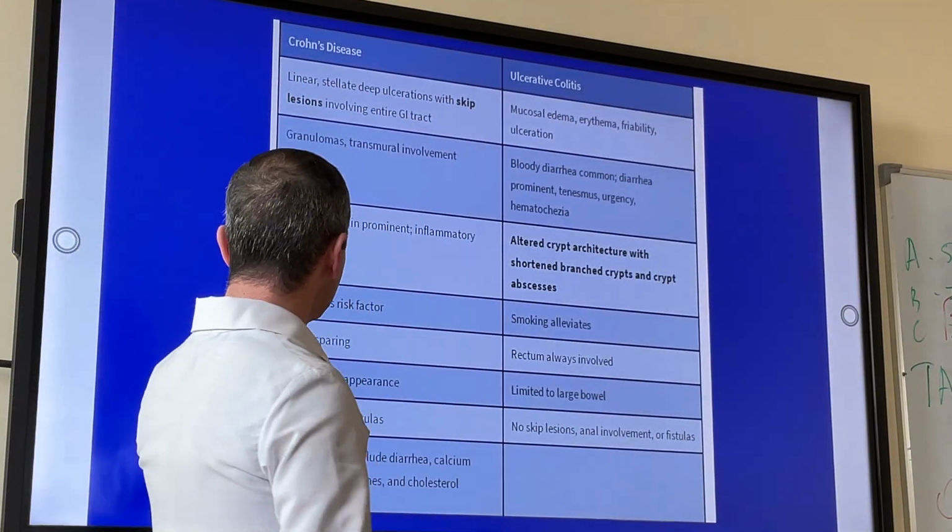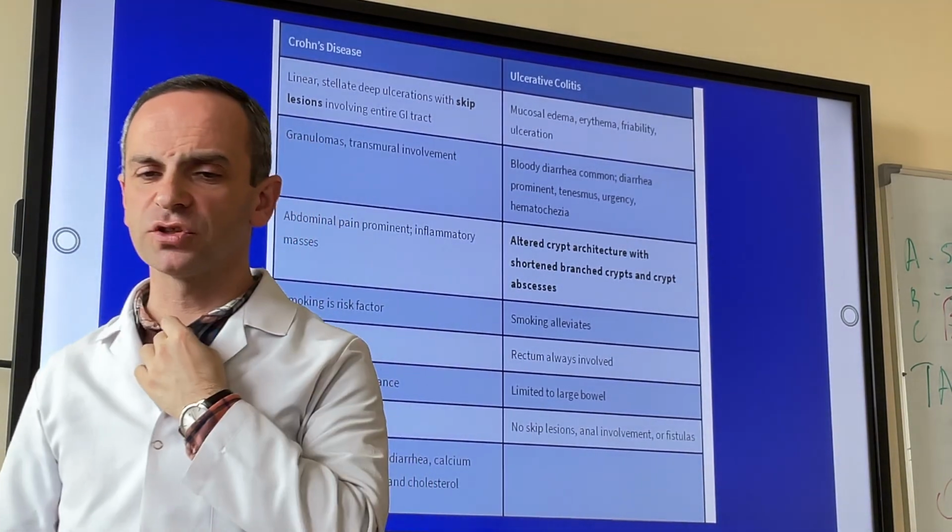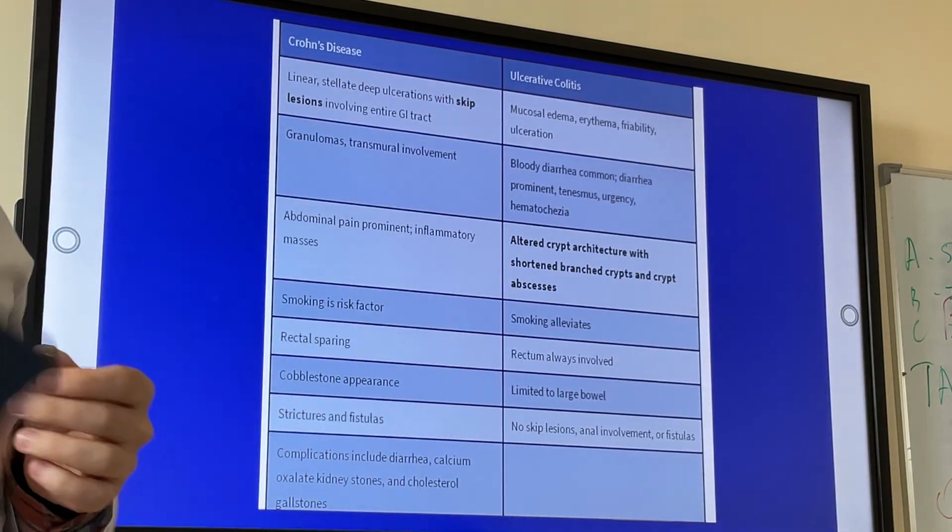Very paradoxically, smoking is a risk factor for Crohn's disease, and for ulcerative colitis, look what is written. Smoking is elevating.